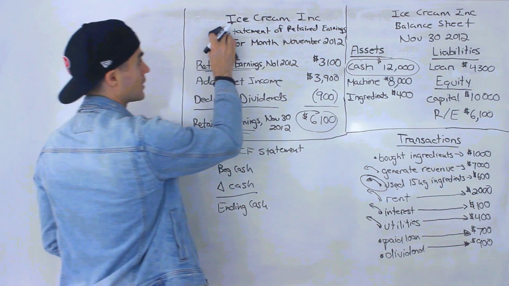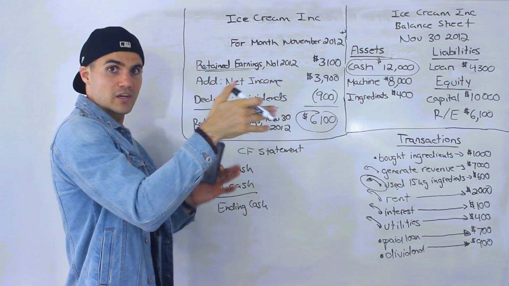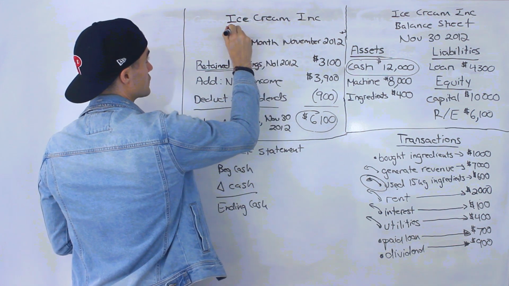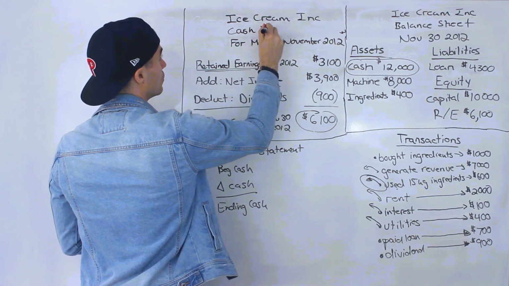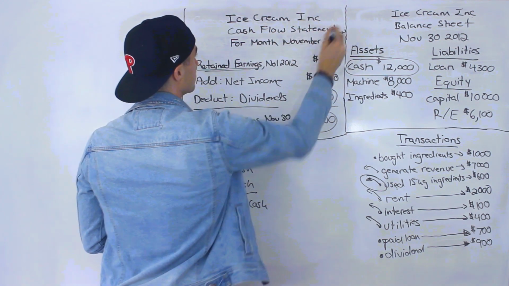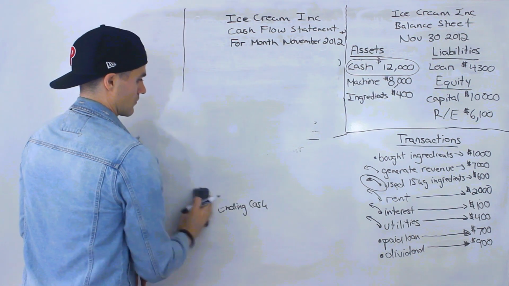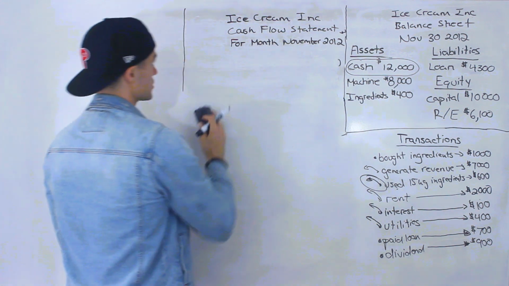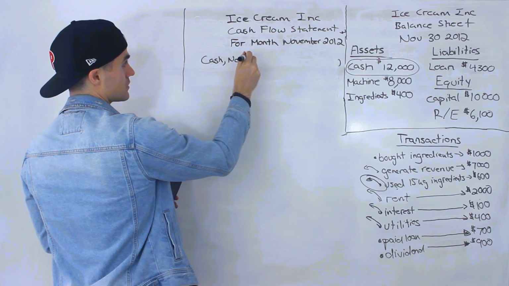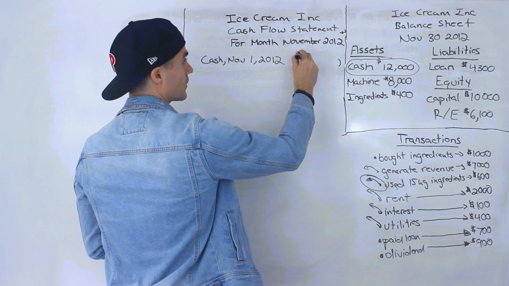So I'm going to make the cash flow statement up here actually. Now cash flow statement, it's not at a specific point in time, it's for a whole period. So it's going to be for the month of November 2012. So I'll put cash flow statement. And then I'm going to make it over here. So what we want to do is we want to start with the cash at November 1st, 2012, which was what? 10,100. I had it written down.